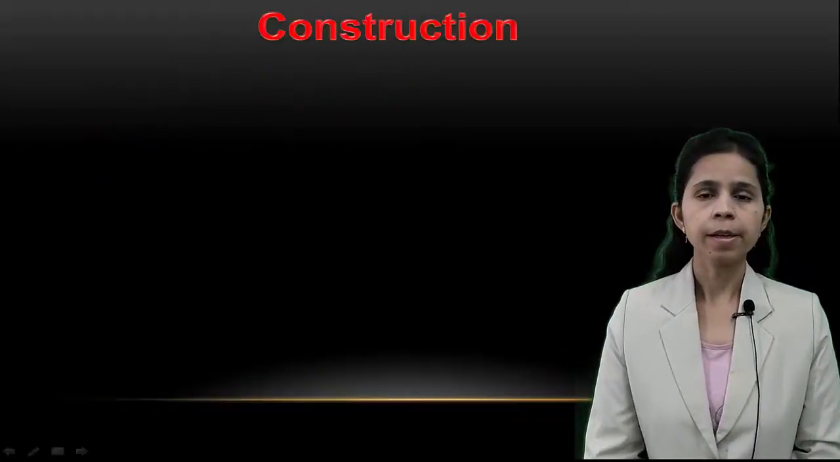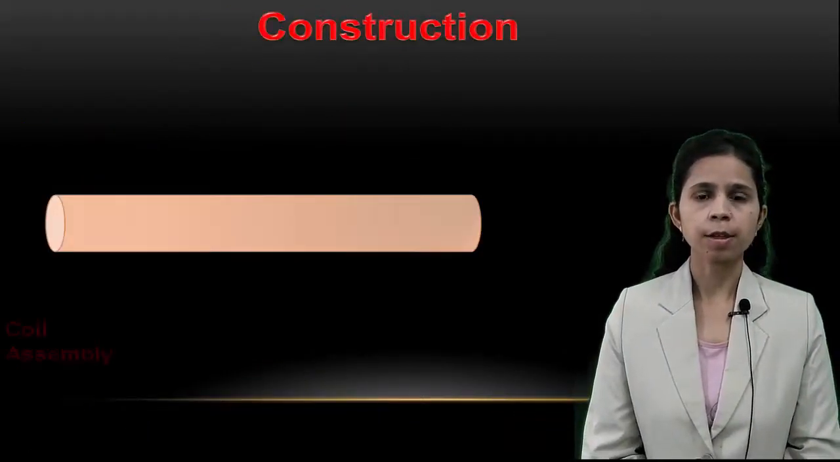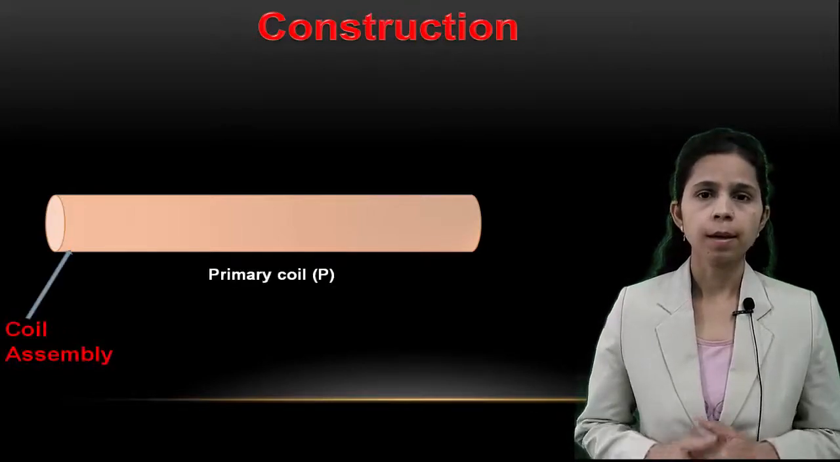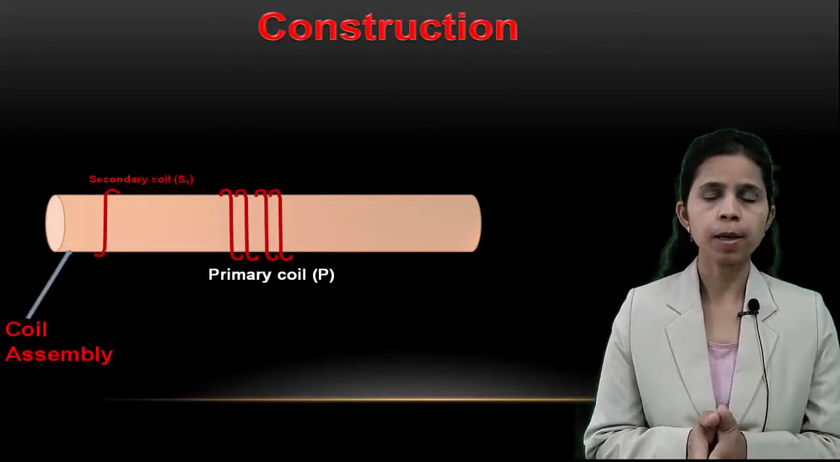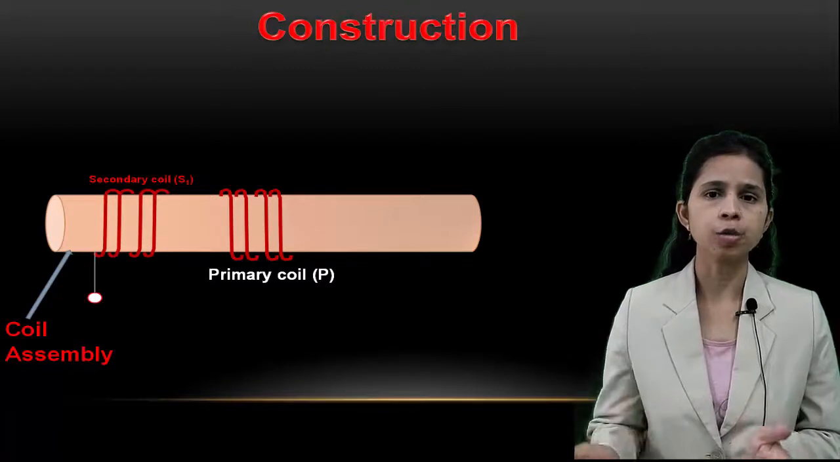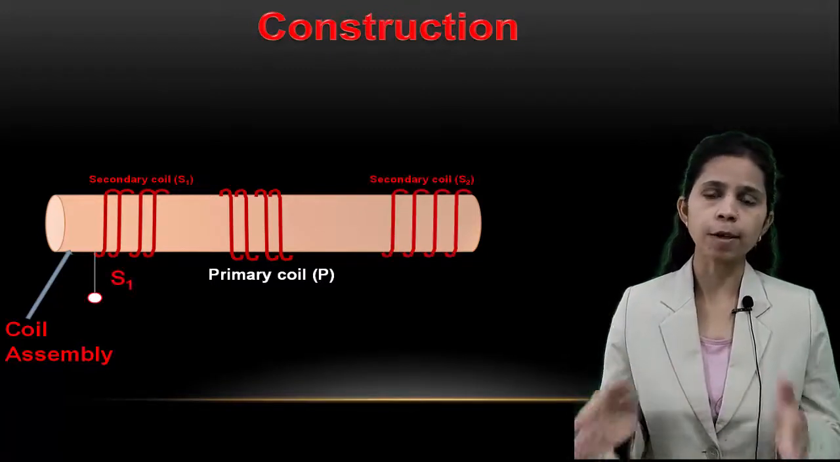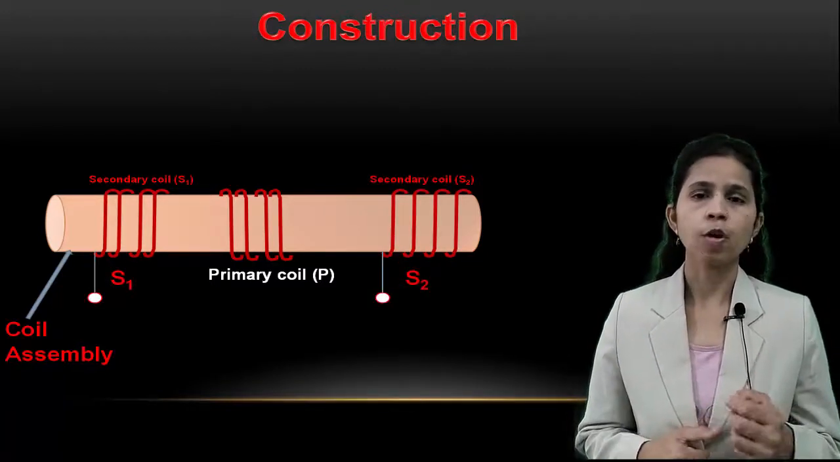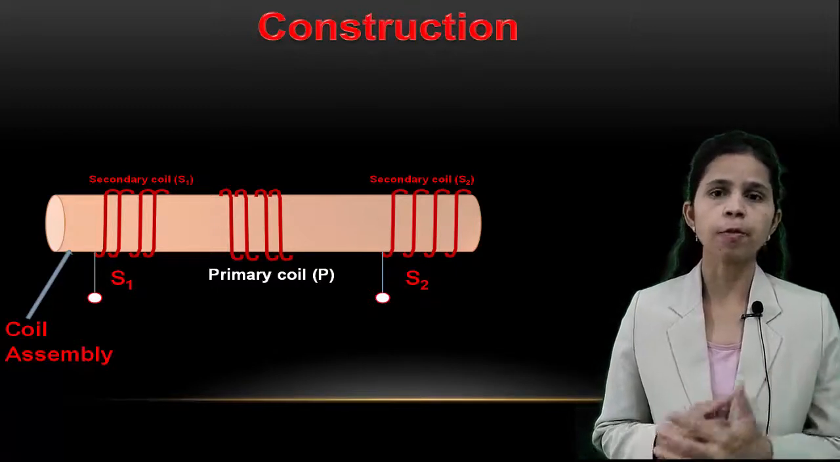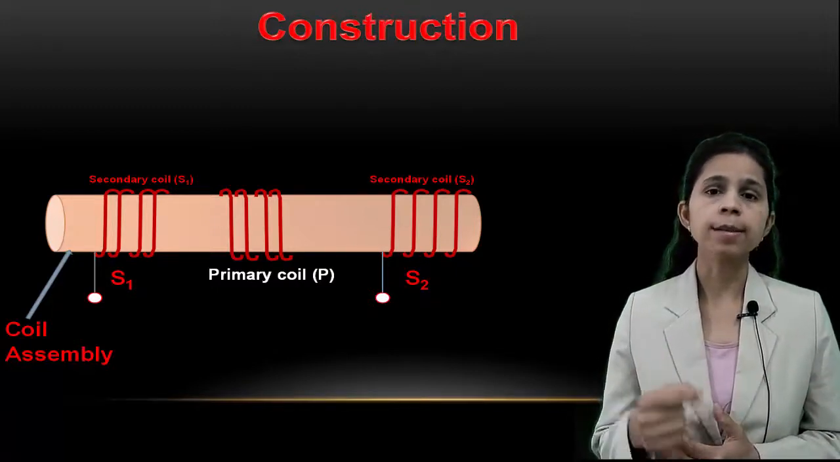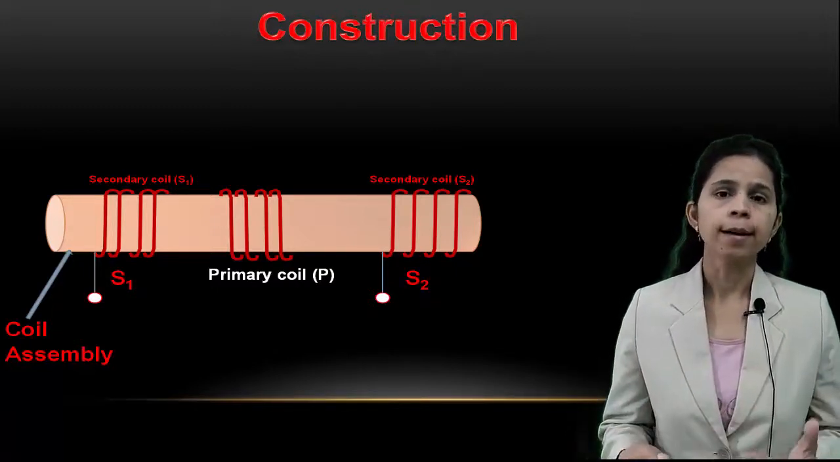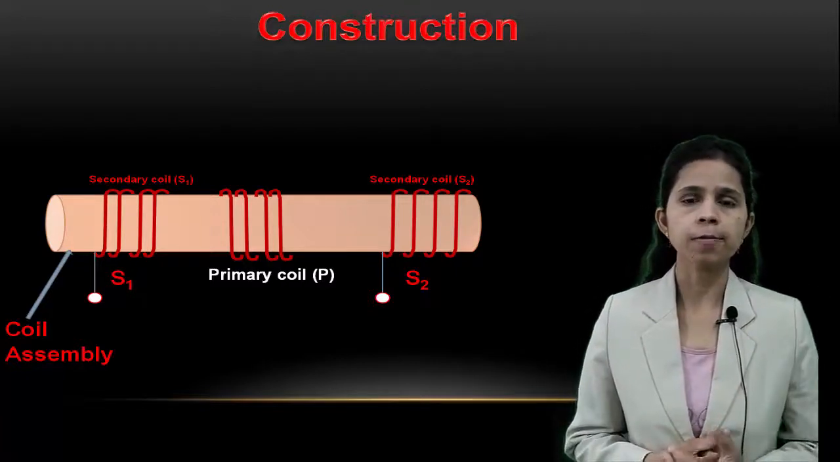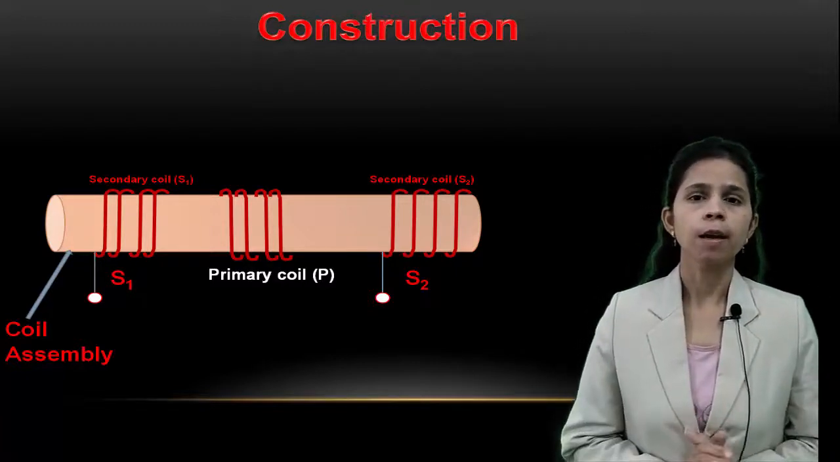Construction. A linear variable differential transducer consists of a coil assembly consisting of primary coil P and two secondary coils S1 and S2, which are placed on either side of the primary coil. The secondary coils S1 and S2 have an equal number of turns but are connected in series opposition, so that the EMF induced in them is 180 degrees out of phase with one another.